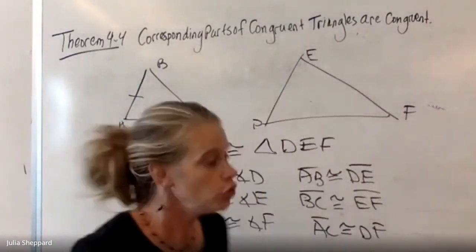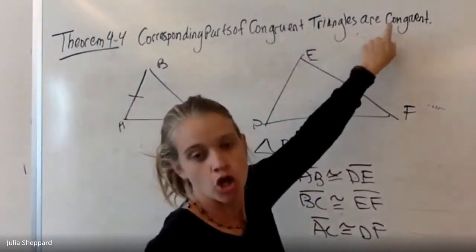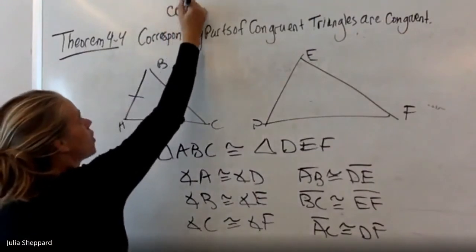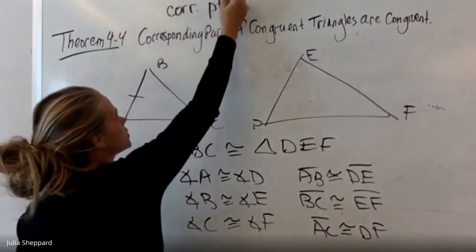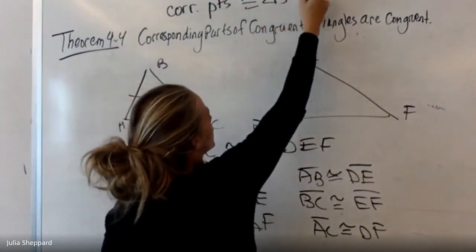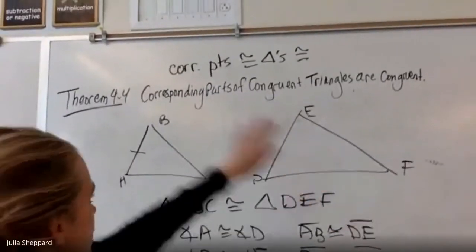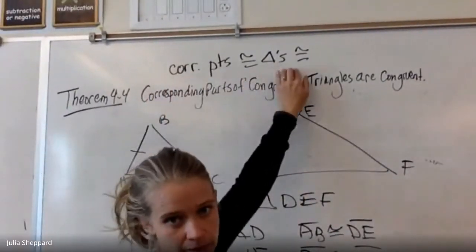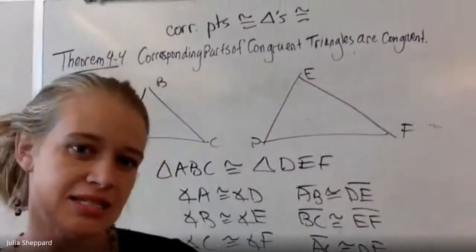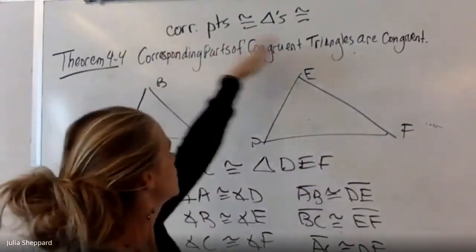Now, you may not write CPCTC like the book says. You have to write this. This is the minimum. Corresponding parts of congruent triangles are congruent. You may write that right here to represent this theorem. And that is the absolute minimum I will accept, okay? Because with CPCTC, you're going to forget what that means. And I need you to basically write this over and over again, okay?